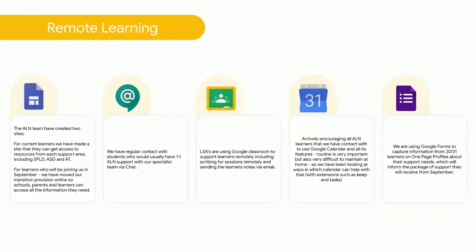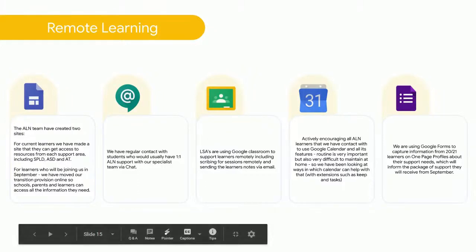Fourth is calendars. We have actively been encouraging our additional learning needs learners to use Google Calendar and all the features, because things like routine are very important, particularly for our students who have autism. So we've been really utilising that and making sure that they use calendars, and where possible they have it on their phones as well, because teenagers tend to always have their phones with them, so it's that extra reminder to hand something in or attend a hangout.